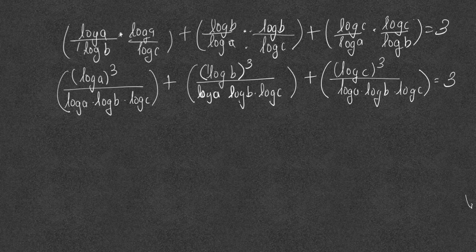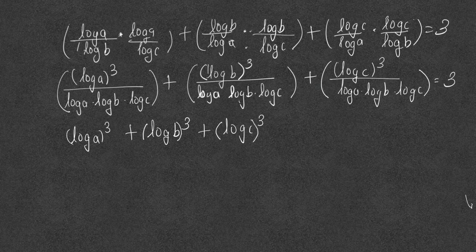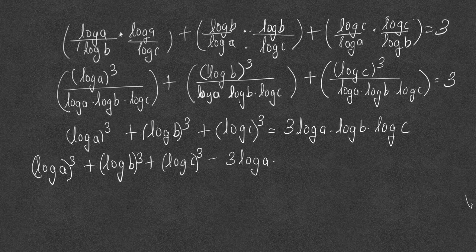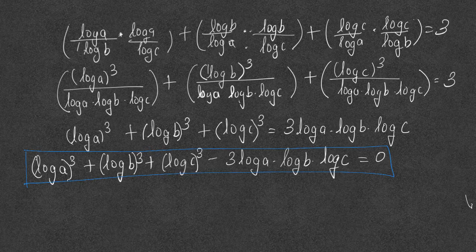Let us take the denominator to the right-hand side, which is log a cube plus log b cube plus log c cube is equal to 3 log a into log b into log c. Now we'll take it as log a cube plus log b cube plus log c cube minus 3 log a log b into log c equal to 0.